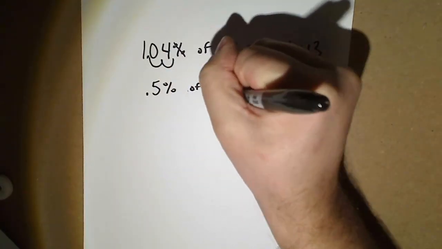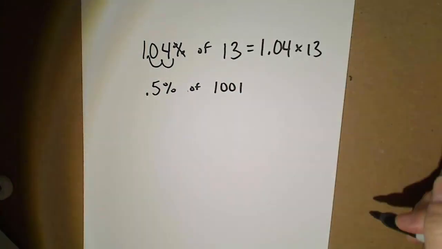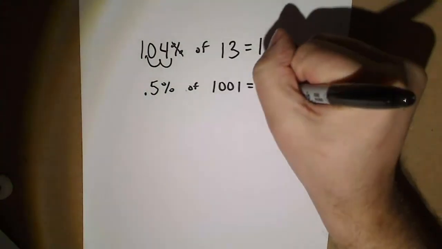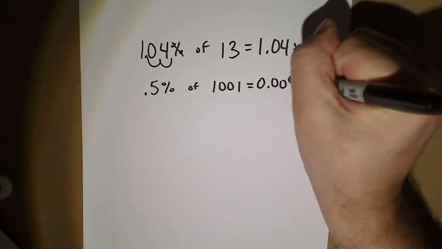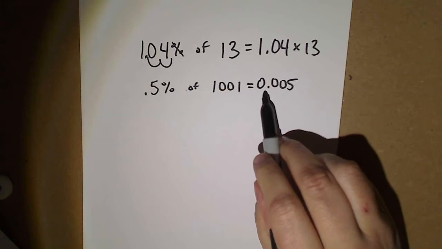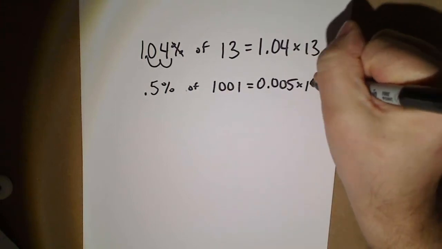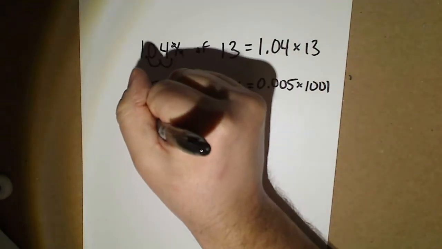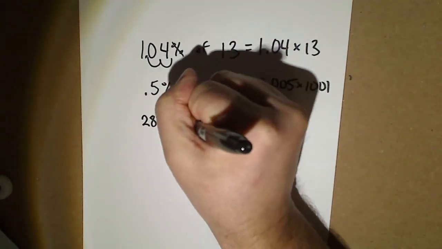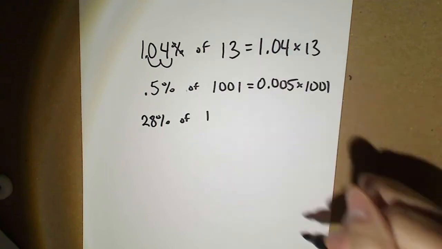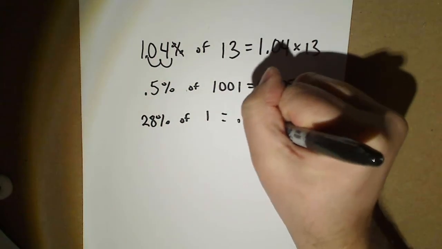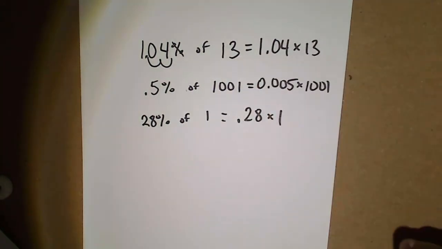I could say 0.5% of 1001. That's the same thing as saying, move my decimal over two times to the left, 0.005, because I moved that decimal two times. So 5 thousandths times 1001. I could do 28% of 1. Crazy, right? Same thing as saying 28 hundredths times 1, which I think you know the answer to that.